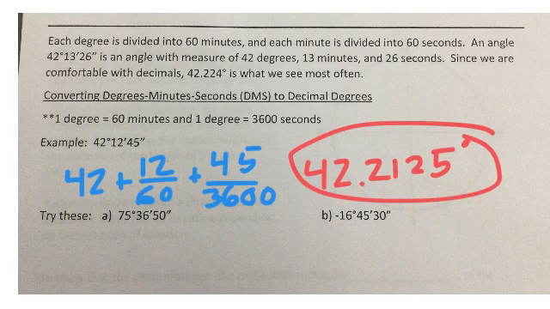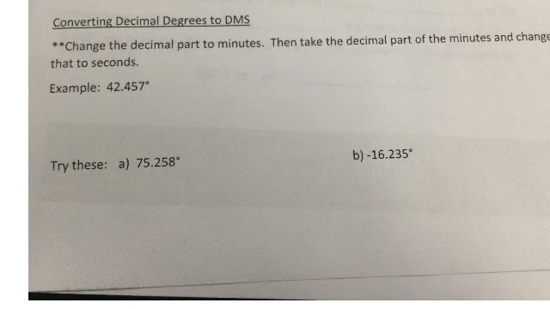Any questions about how we do that, converting from degrees to minutes? Okay, and I'm going to do those other two in just a second. I'm going to come back to them. Now let me show you how you go in the other direction. So if I had 42.457 degrees and I wanted to make that into minutes and seconds.